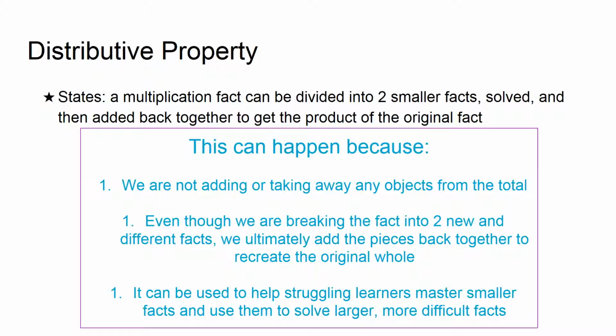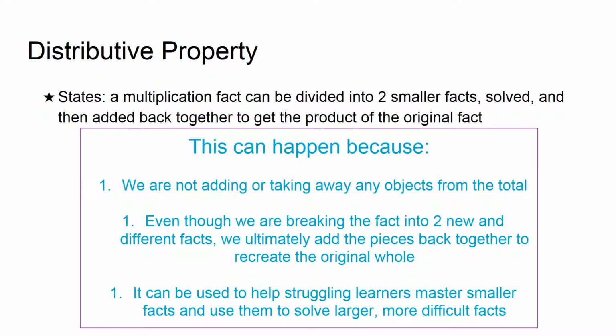This property states that a multiplication fact can be divided into 2 smaller facts, solved, and then added back together to get the product of the original fact. Typically, students have a difficult time understanding that they can break a fact apart and then bring it back together later. So it's really important that they spend time hands-on with this property to really understand what it's all about.